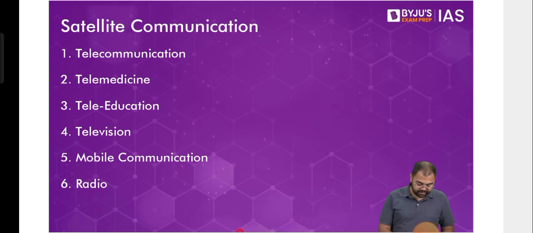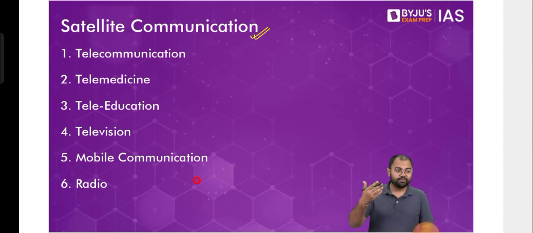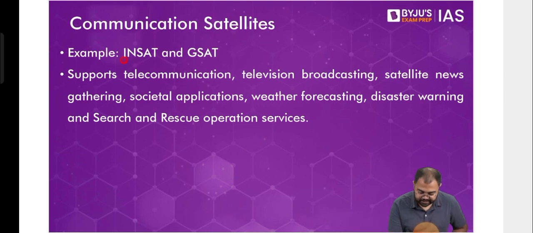Now, in the case of these orbits, the satellites will largely be used for satellite communication, all the different types of communication, whether one-way or two-way. They can be used in all the different ways. So whether it is telephone, telemedicine, teleeducation, mobile communication, radio communication, or television, in all these cases, we can make use of these satellites. And in India, there have been two families of satellites.